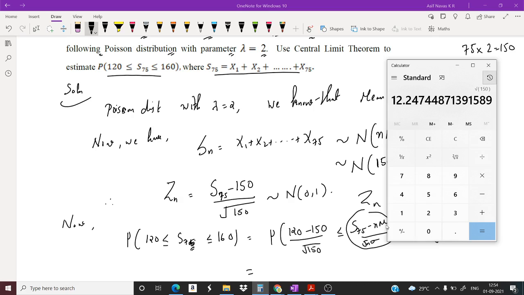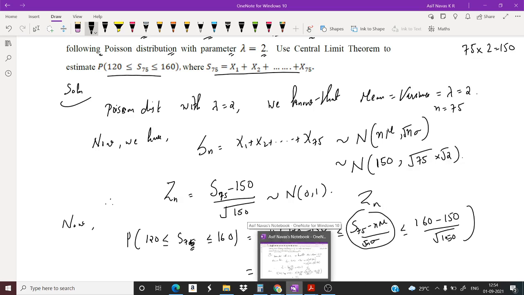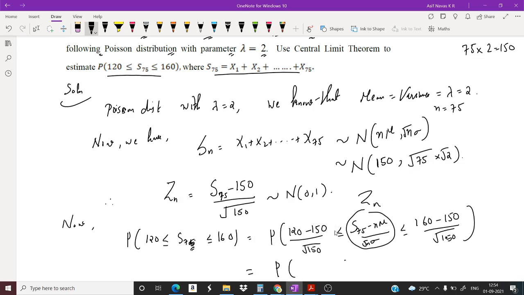Getting the answer is P of minus 30 by square root of 150. So from the calculator, I will check it. In the calculator, can you calculate that, minus 30 divided by root 150? Anybody?